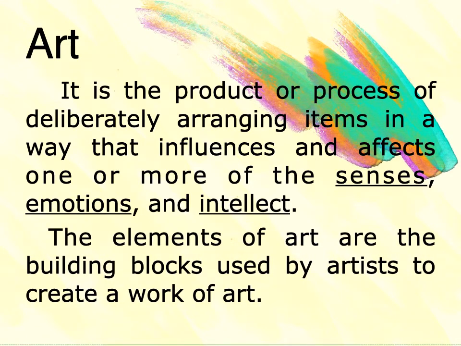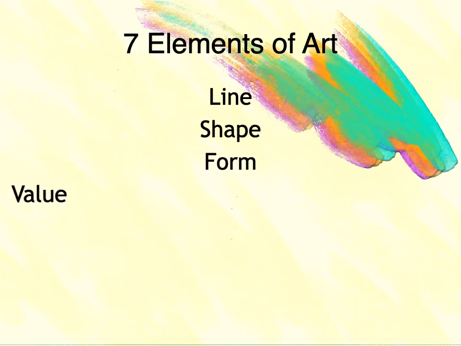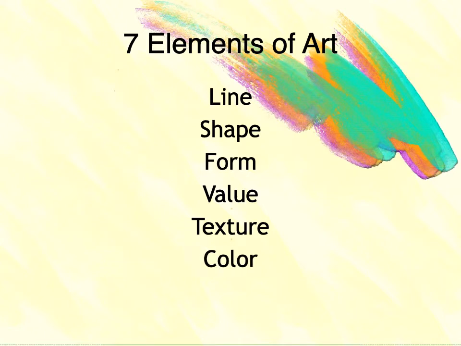The elements of art are the building blocks used by artists to create a work of art. So it's like ingredients when you're cooking. And the 7 elements of art are line, shape, form, value, texture, color, and space. So let's talk a little bit about line.